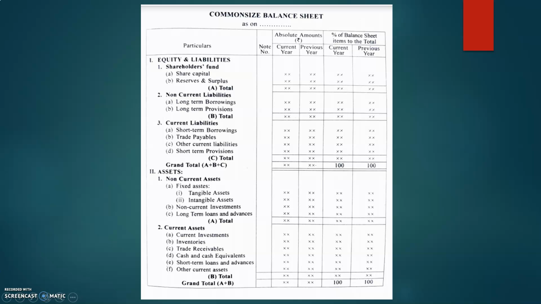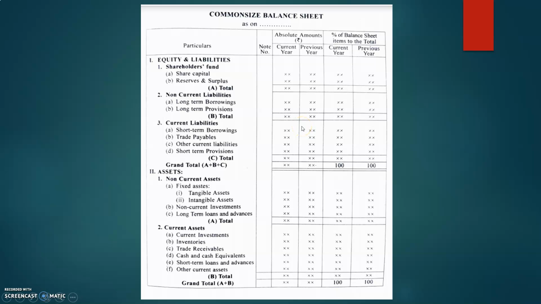Actually, the calculation is easy. Let us familiarize ourselves with the format. You give the common size balance sheet as on that particular date. You have the particulars column and the note number. You don't have to write anything for the note number because we are dealing with problems from the textbooks; only in practical situations will you have a note number. Then come the absolute amounts given in the question, the current year and the previous year.